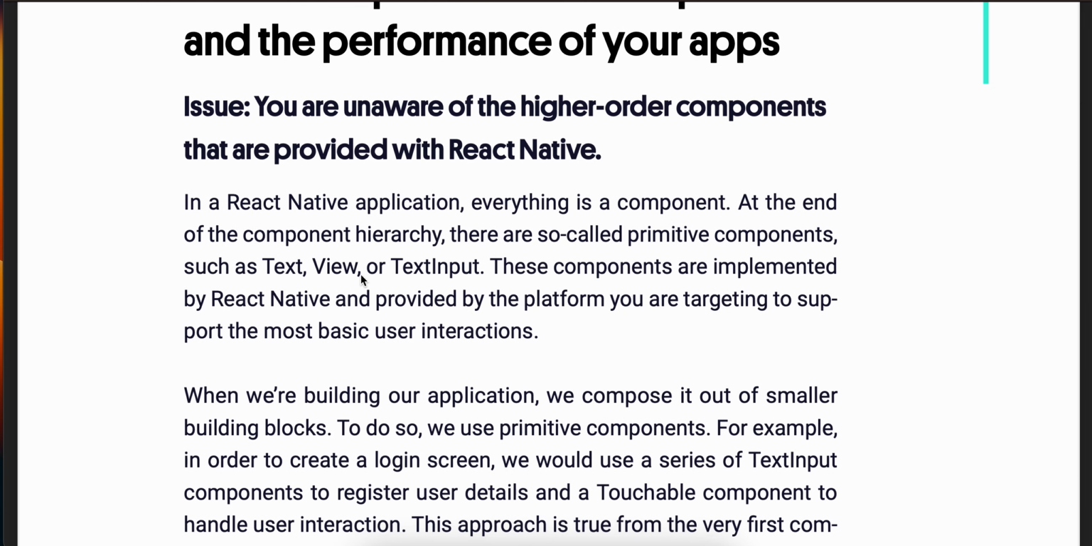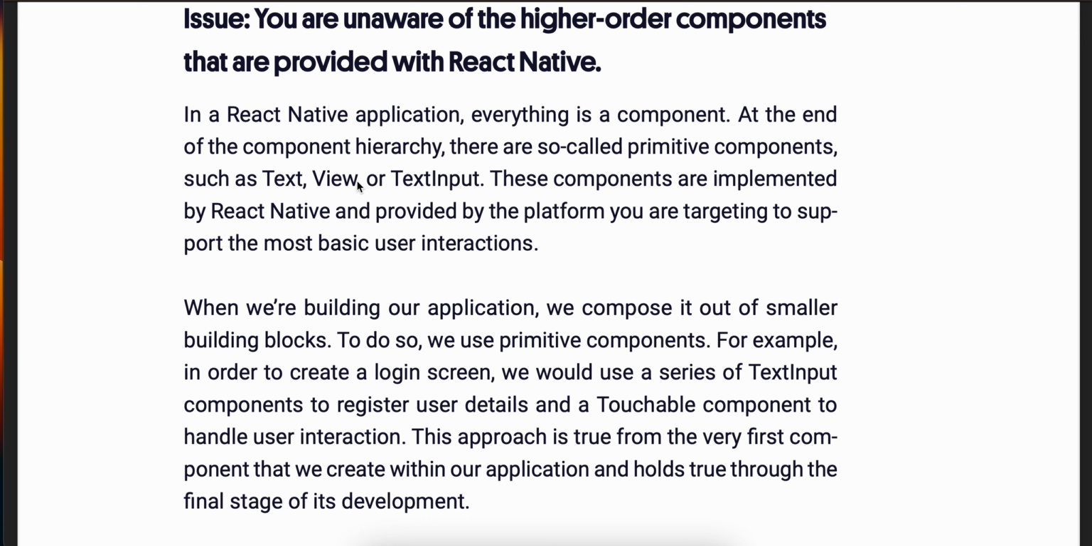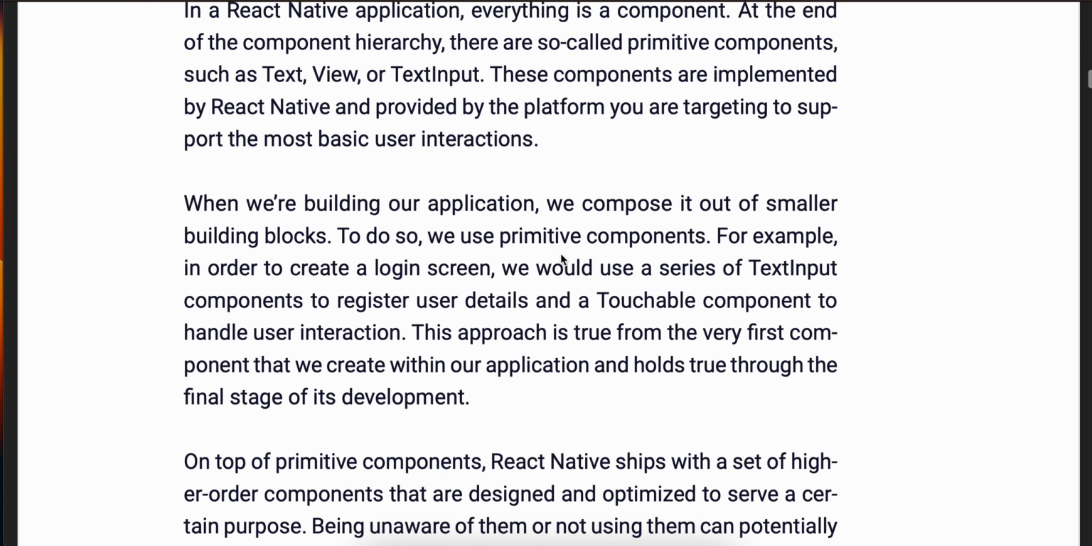In a React Native application, everything is a component at the end of the component hierarchy. These are so-called primitive components such as text, view or text input. These components are implemented by React Native and provided by the platform you are targeting to support the most basic user interaction. When we are building our application, we compose it out of smaller building blocks.